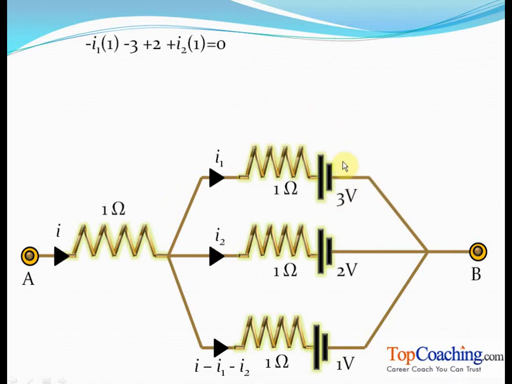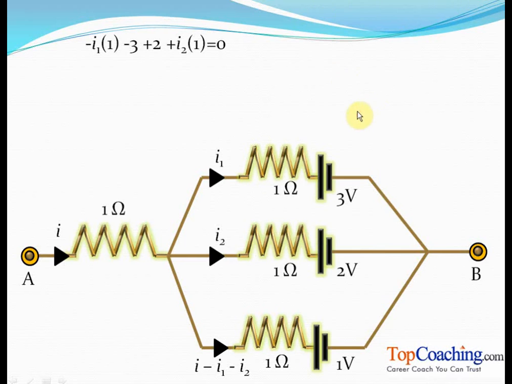Similarly, I have written minus 3 because the potential of the battery is decreasing. Similarly, in this case, the potential of the battery is increasing, plus 2. Similarly, the potential difference across the resistor is increasing because we are going against the direction of the current, and the potential decreases in the direction of the current. So against the direction of the current, the potential will increase. So I have written plus I2 into 1 is equal to 0.